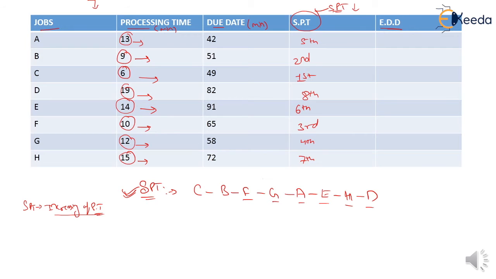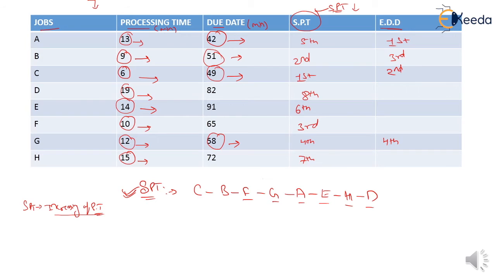Here the minimum due date is 42. 42 is the minimum, so it is taken as first. So job A is taken as first in the EDD rule. Next higher is 49, so C job is taken as second, and next higher is 51. So B job is taken as third, and next higher is 58. So G job is taken as fourth.